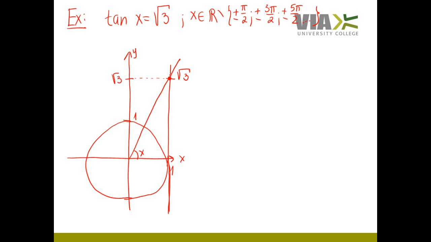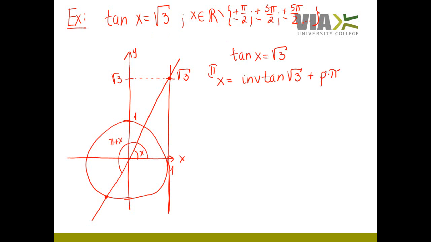Alright. We also recall from when we talked about tangent that we have another solution, another angle, which is the one I have here, pi plus x, which also has the tangent value equal to square root of 3. So let's try to solve this one up here. If tangent x is equal to the square root of 3, then x is equal to inverse tangent square root of 3 plus p times 1 pi.